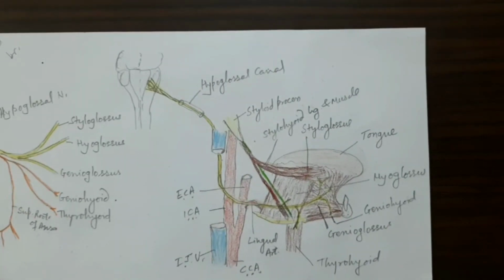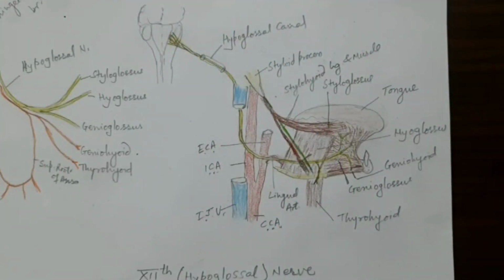Now let's come lastly to the applied anatomy of this hypoglossal nerve. You can very well judge that if the nerve is paralyzed or cut, there will be paralysis of the muscles of the tongue on one side. So in case of injury to the hypoglossal nerve, all the muscles of the tongue except which one? Palatoglossus are paralyzed on the same side.